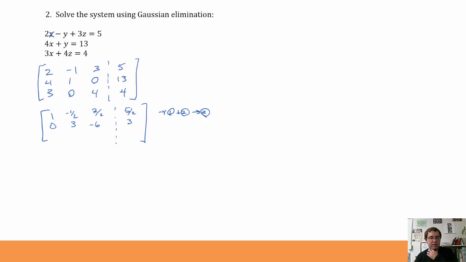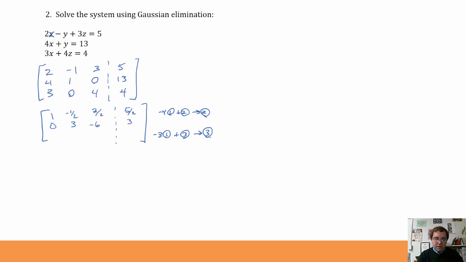All right, I want that last number in the bottom left corner to also be a 0. Right now it's a 3. How do I get it to be a 0? I add negative 3 to it. How do I get a negative 3? I multiply the top row by negative 3. So negative 3 times row 1 plus row 3 is going to replace row 3.